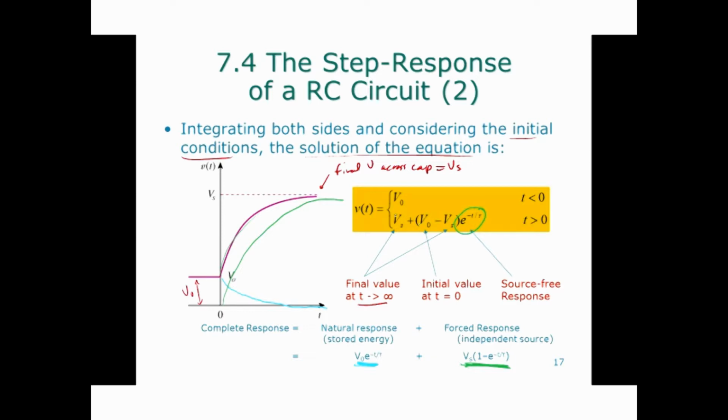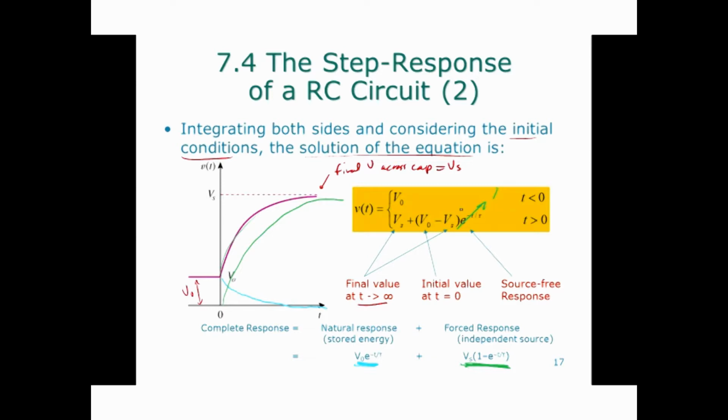And when you add these terms together, vs plus 1 times v0 minus vs, what do you get? You get vs plus v0 minus vs. This is an easy question. Vs plus v0 minus vs equals v0. Thank you, yes. So when t equals 0, this goes to 1, and so v of 0 equals v0.